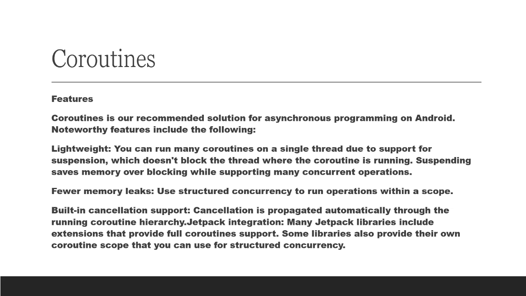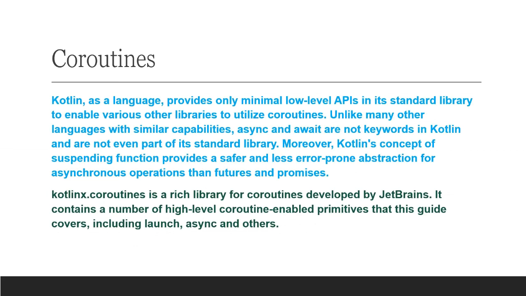So this is important whenever you work with coroutines, and how we can work with Kotlin and how you can use that. It means Kotlin as a language provides only minimal low-level APIs in the standard libraries to enable various other libraries to utilize coroutines. Unlike many other languages with similar capabilities, async and await are not keywords in Kotlin.